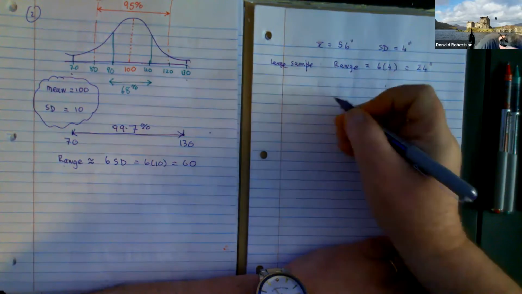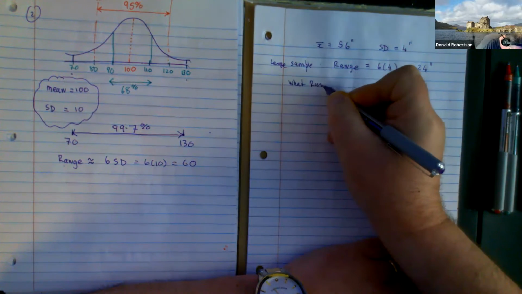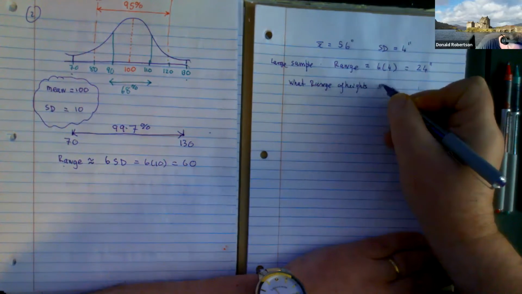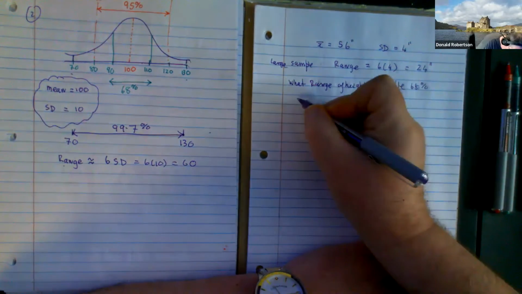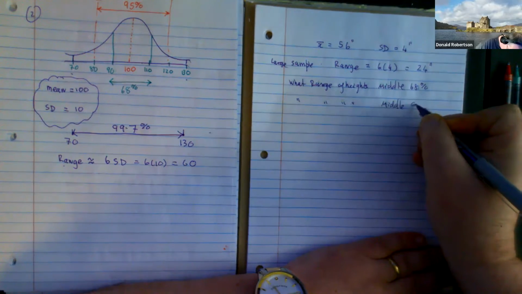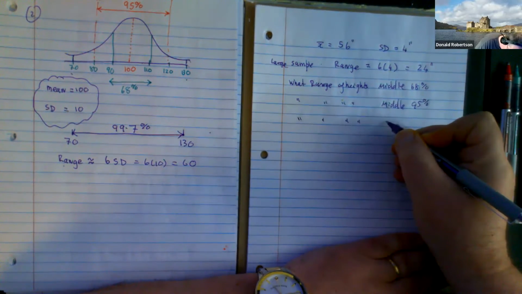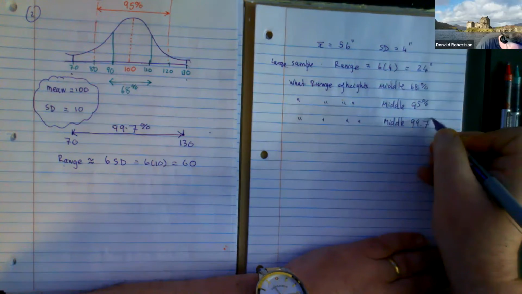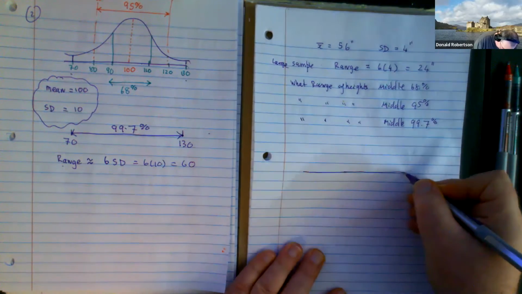I would like to know what range of heights do you get for the middle 68%? What range of heights for the middle 95%? And what range of heights for the middle 99.7% is? And I'm going to draw a little picture to help answer that.